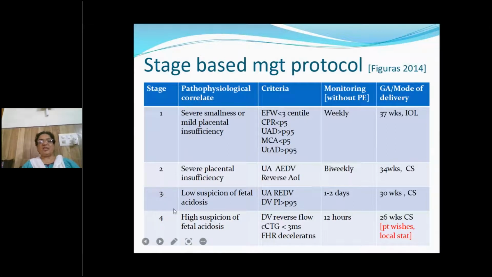Then stage 3 and stage 4 are again severe, where there is a suspected fetal acidosis, where we need to monitor the patient every day or even twice a day. And in both these situations, as soon as you see the changes in ductus venosus or your biophysical profile is abnormal, we deliver the baby.